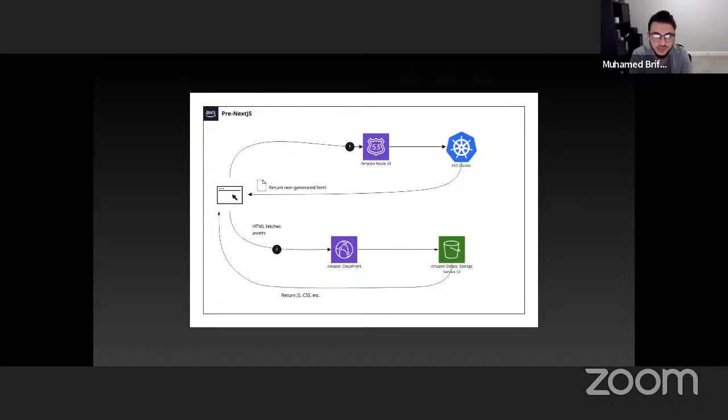So what ended up happening is we have users who go through our Route 53, and we have Kubernetes clusters in the back end. Because this is an OAuth OIDC experience, we return back what we call non-generated HTML, but basically it's an empty HTML. Similar to any React app, the first thing that gets returned is an empty HTML that then goes and fetches the assets from somewhere like CloudFront. And then CloudFront fetches the assets from S3 or some storage, and returns back the JavaScript, the CSS, and stuff like that.